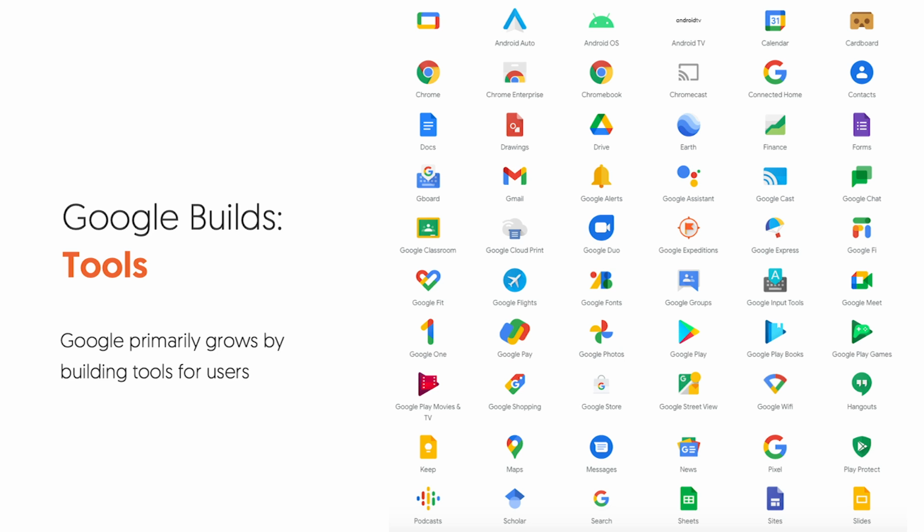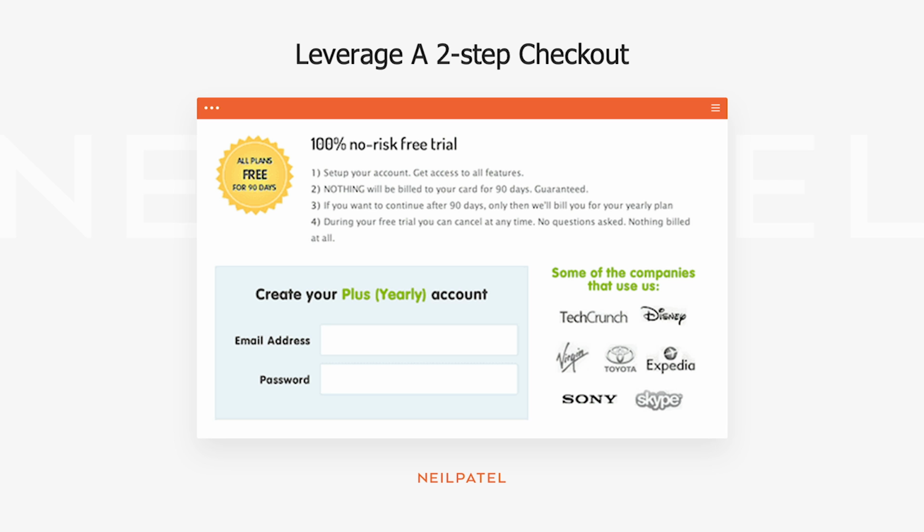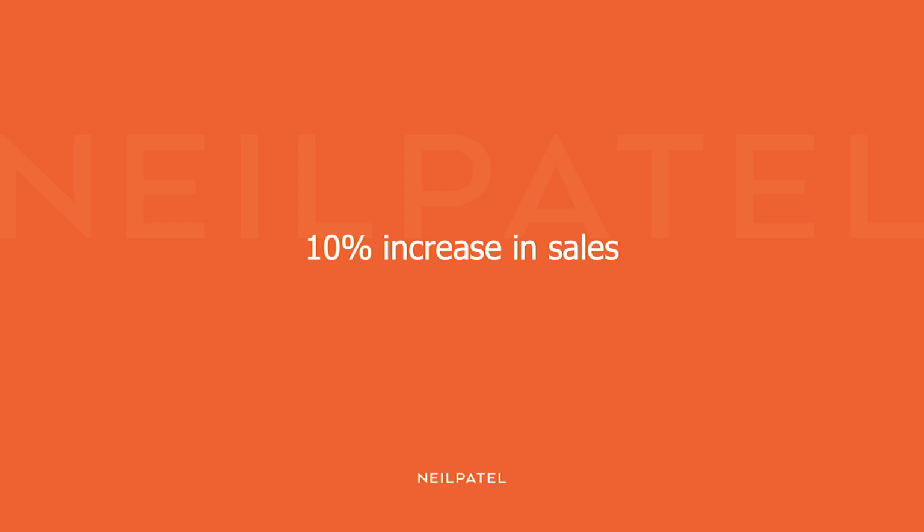Another big area for growth is your checkout. Whether you're e-commerce or not, you probably have a checkout page. Even me, a software company, has a checkout page, right? And we found that if you leverage two-step checkouts, so if you ask for their name and email first, and then on the second step, you ask for all the credit card details, we typically see a 10% increase in sales just from that one change.